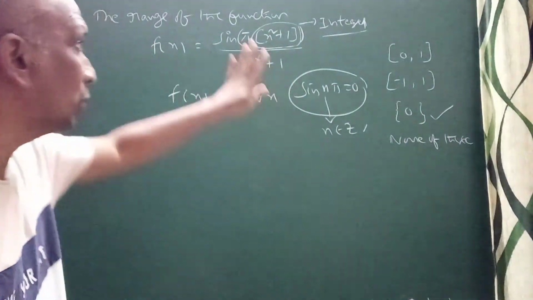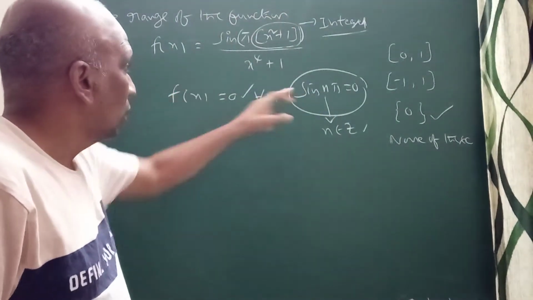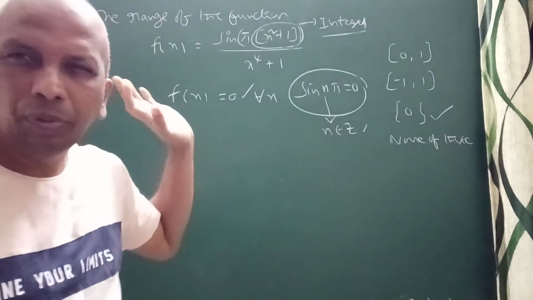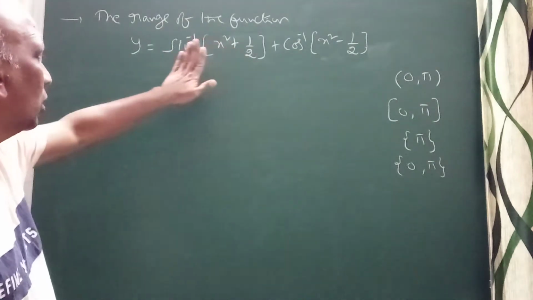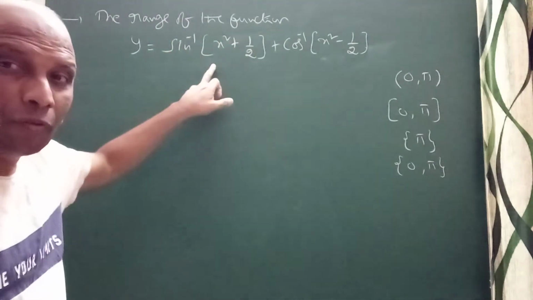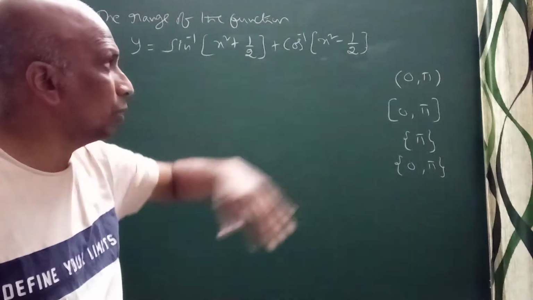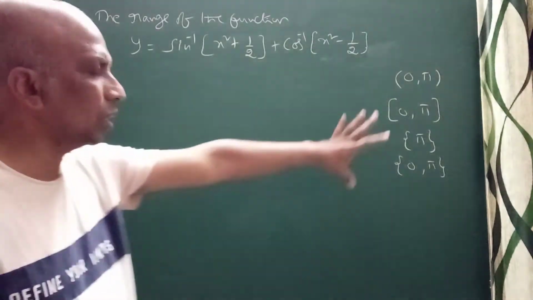Simple problem. Just see the logic, then you will observe it. It gives an integer, so sin n pi equals 0 where n belongs to Z. Always 0. Now see in this problem, I am going to explain the range of the function y equals sin inverse of step of (x square plus 1) by 2 plus cos inverse of step of (x square minus 1) by 2. These two are step functions, keep that in mind. Now they are asking which of the options is right.